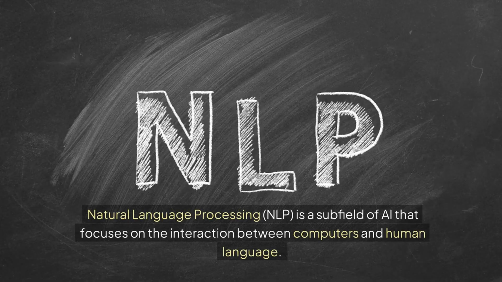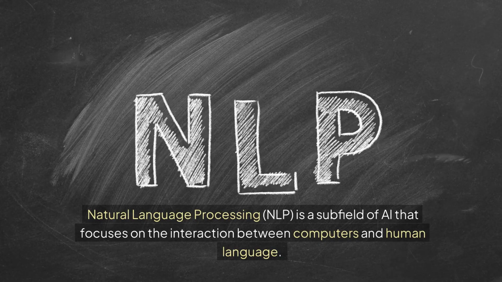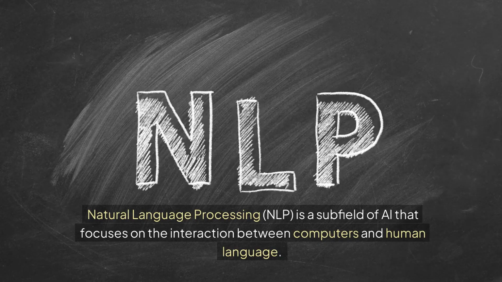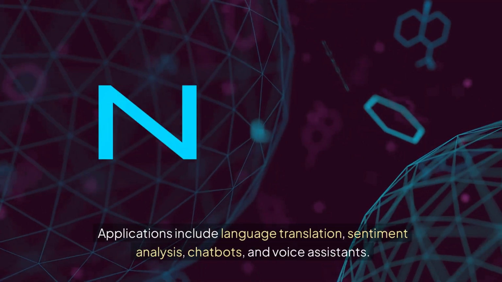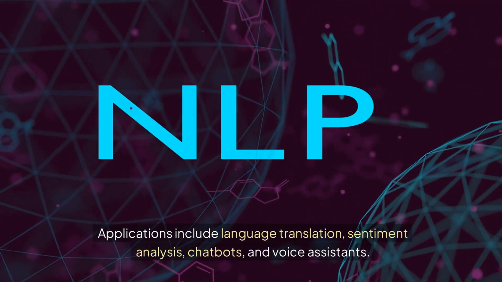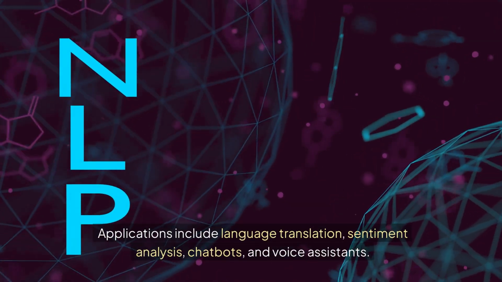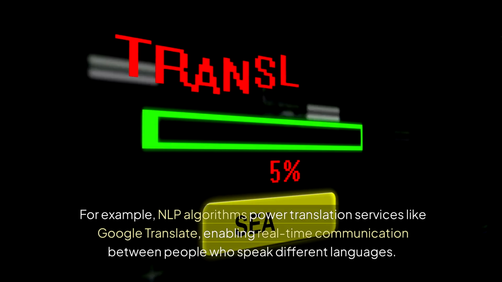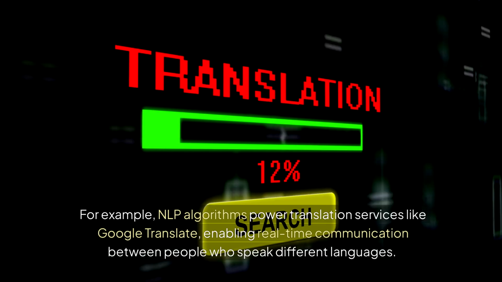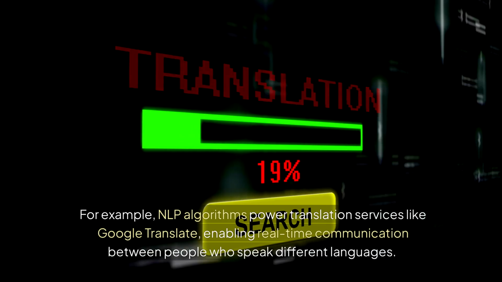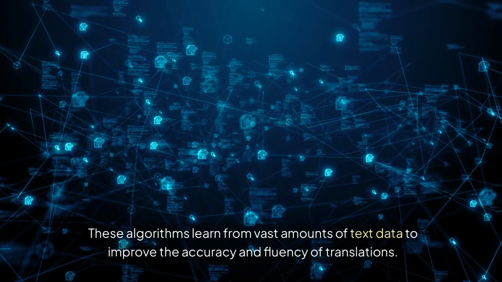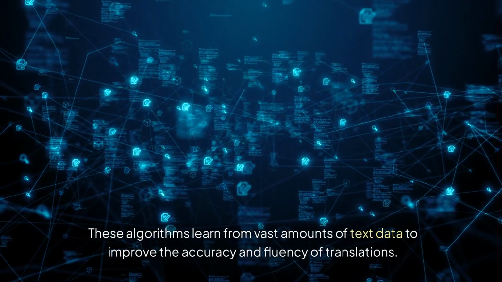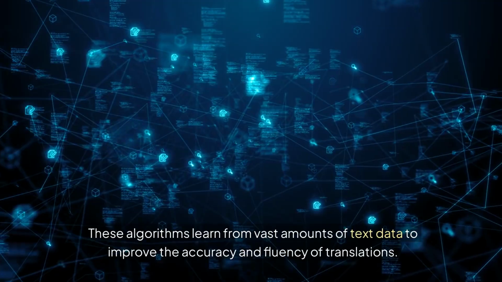Natural language processing, NLP, is a subfield of AI that focuses on the interaction between computers and human language. Applications include language translation, sentiment analysis, chatbots, and voice assistants. For example, NLP algorithms power translation services like Google Translate, enabling real-time communication between people who speak different languages. These algorithms learn from vast amounts of text data to improve the accuracy and fluency of translations.